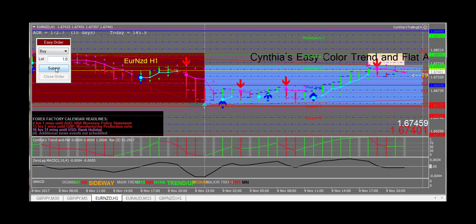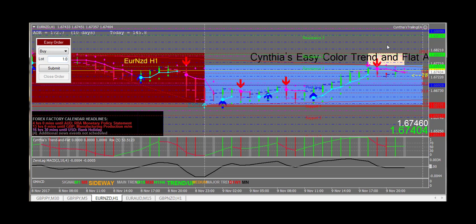Then the next feature is Cynthia's Trailing EA, which is my own trade manager, which I love very much. It comes with 7 different trail types, and I've created several different preset files for you to choose from to load. You can learn how to use the Trailing EA by using my presets, and then you'll understand the settings enough that you can adjust the preset files and make them more suitable to whatever your own personal trading style is.